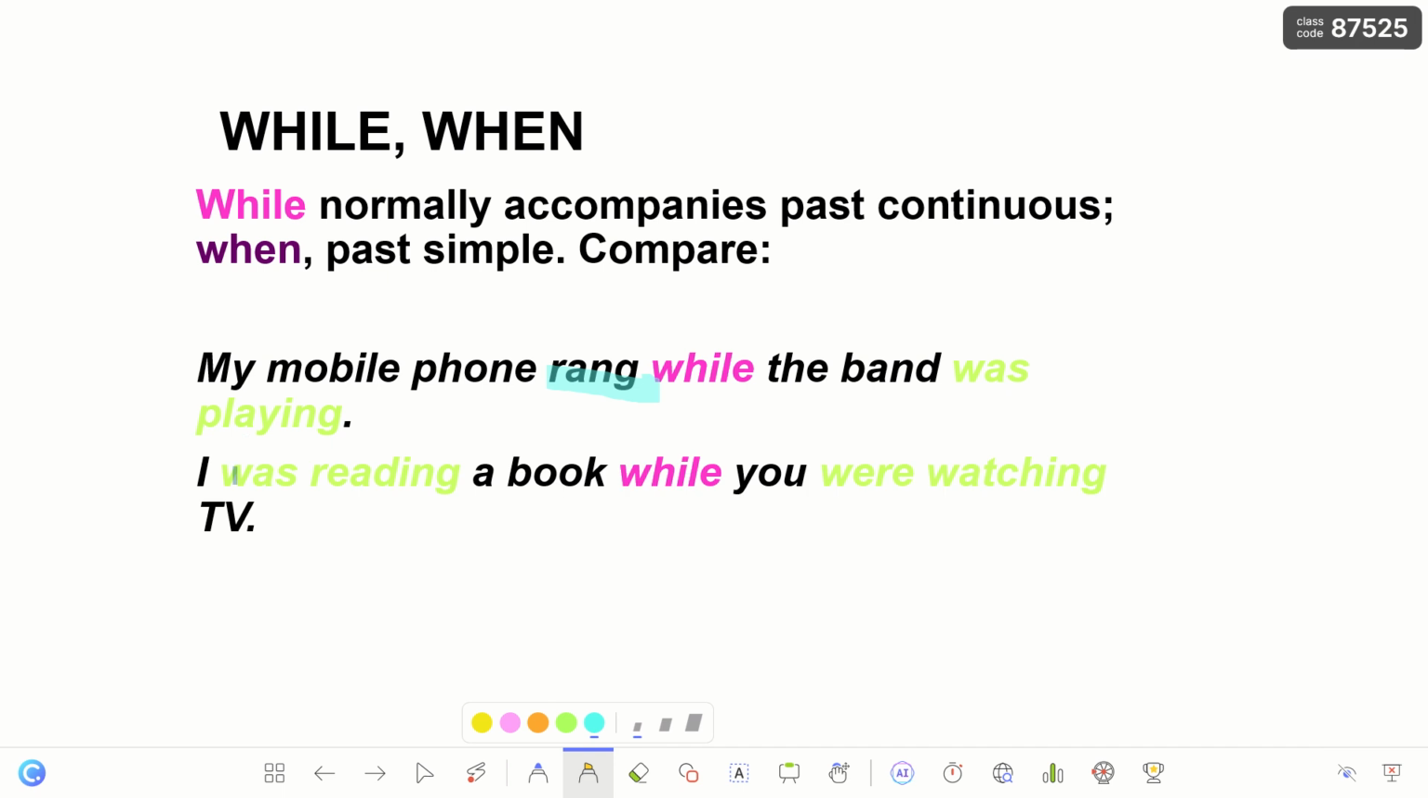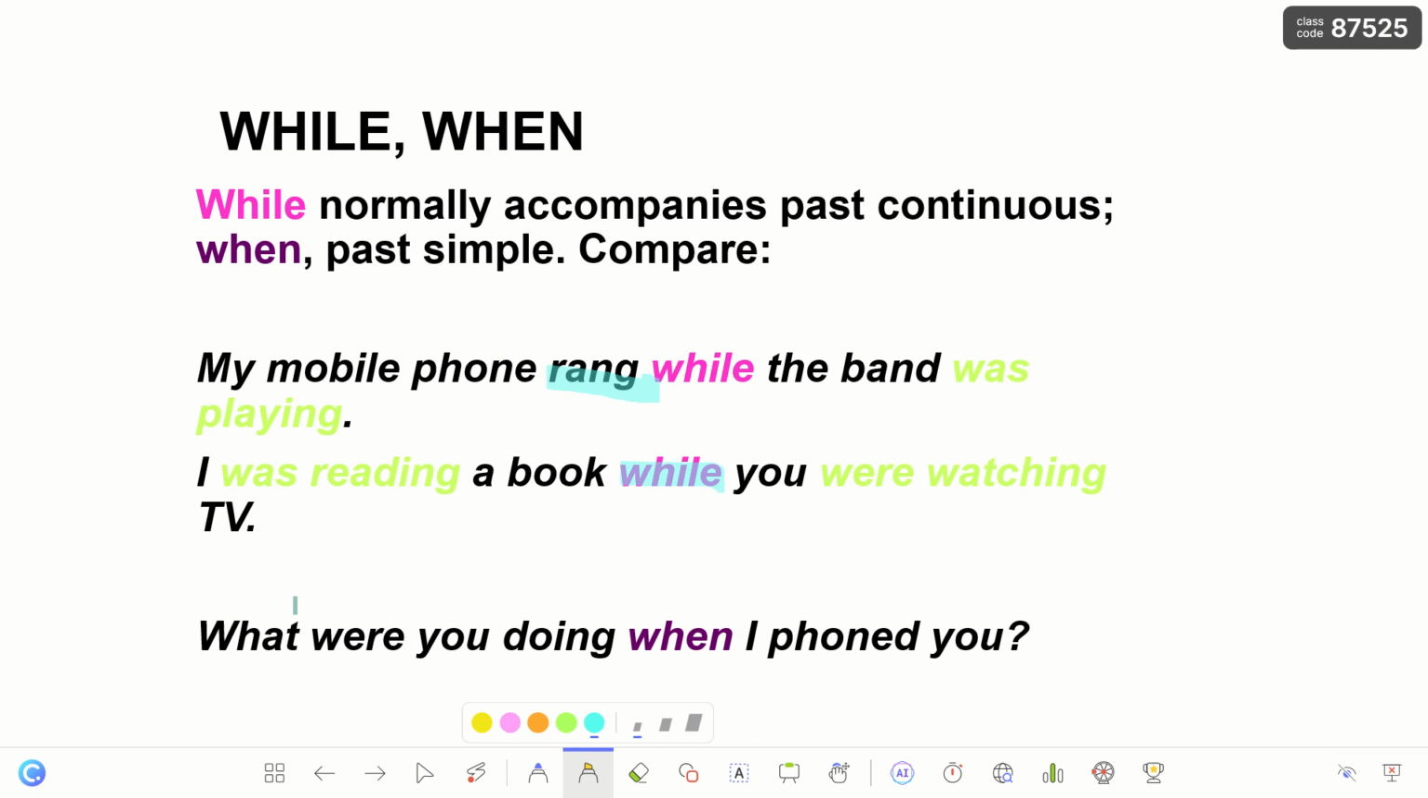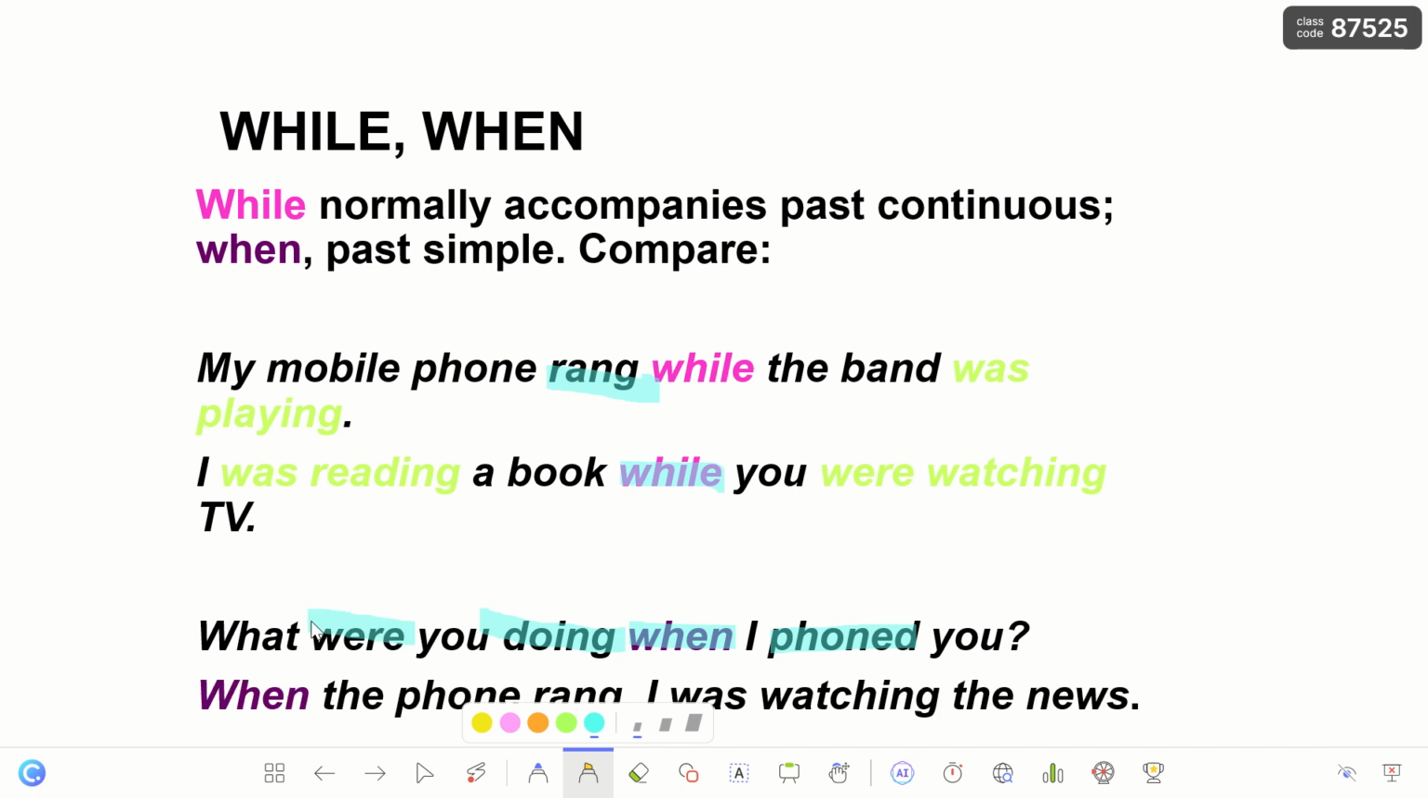While if I have, I was reading a book while you were watching TV. Here I used while to connect two parts of actions that were in progress in the past. What were you doing when I phoned you? So pay attention that here when is followed by simple past, so the other part will be in progressive. When the phone rang, I was watching the news. So when is followed by simple past, so the other part will be in progressive.